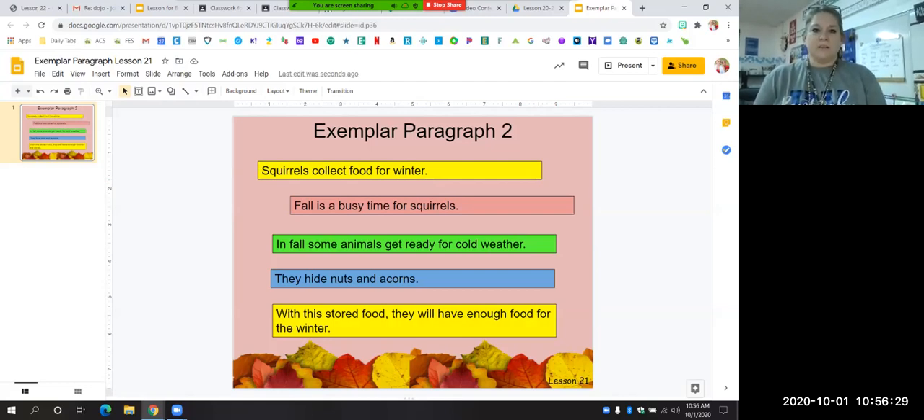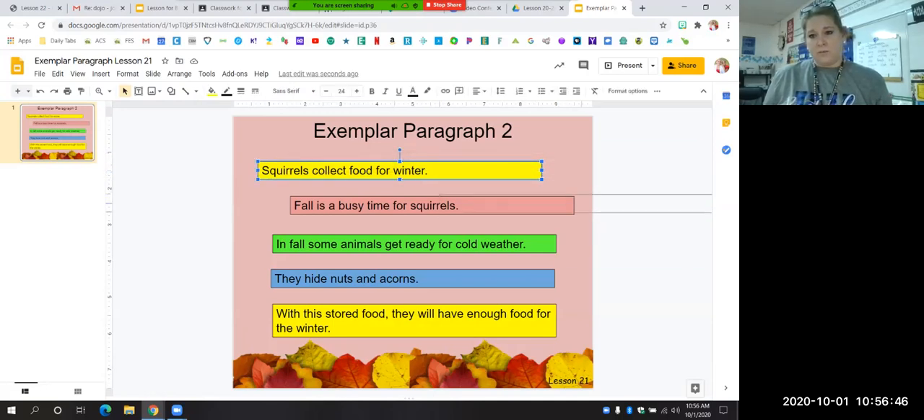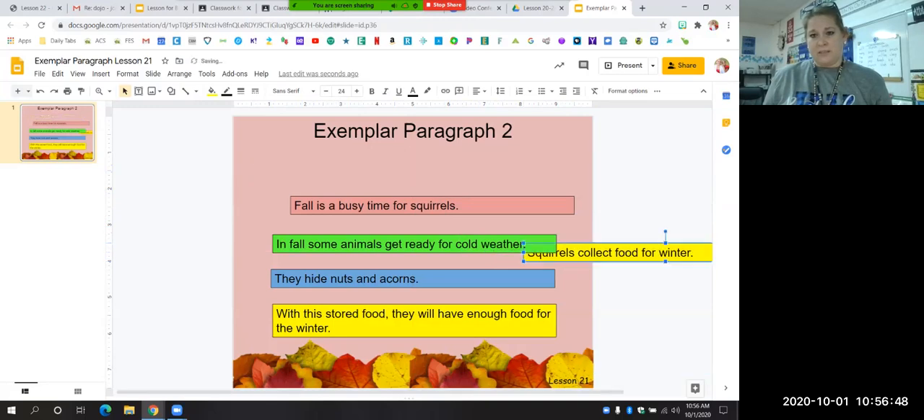So squirrels collect food for winter. Well, this seems to me like it's very specific, it's talking about just one animal. So it's a small detail. So this makes me think this is a piece of evidence. So I'm going to move it over here. This is one of our evidence sentences. Okay.